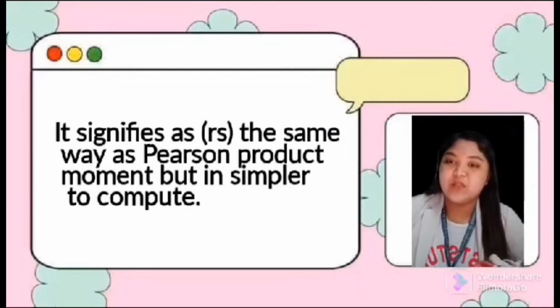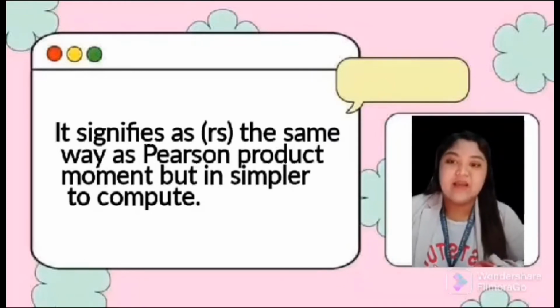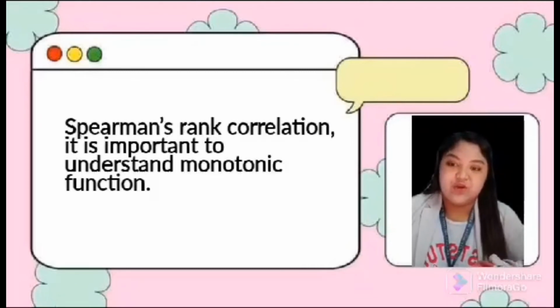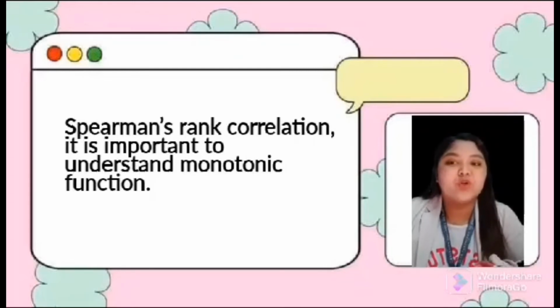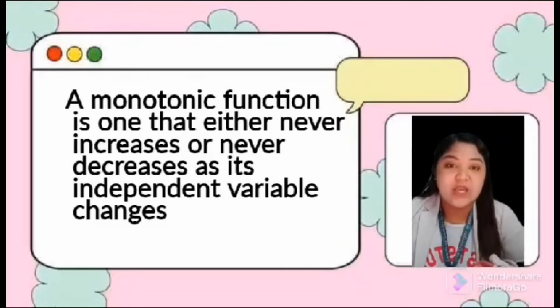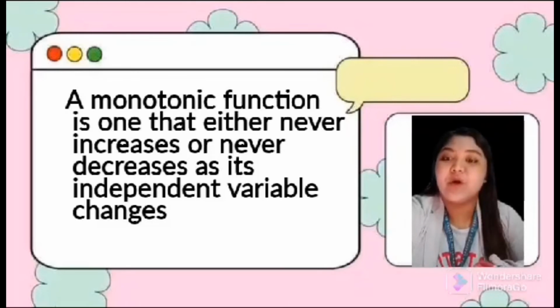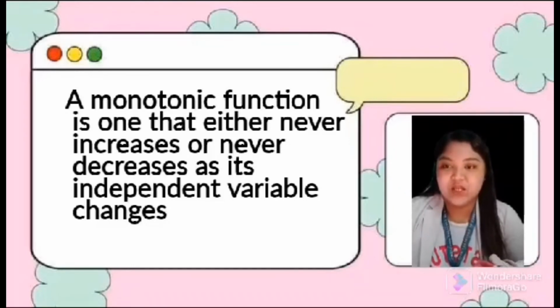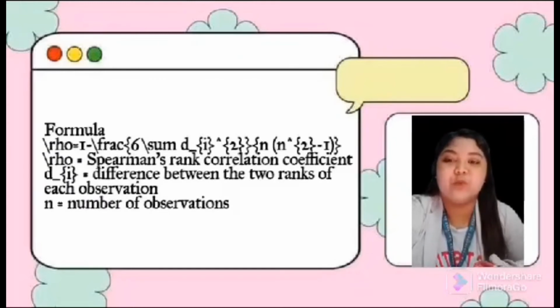Aside from its computational simplicity, it may be used with data that represents only an ordinal scale and not necessarily an interval scale. To understand the Spearman rank correlation, it is very important to understand the monotonic function. A monotonic function is one that either never increases or never decreases as its independent variable changes. Thus, Spearman's rank order correlation is the non-parametric version of the Pearson product moment correlation. Spearman's correlation coefficient, also signified by RS, measures the strength and direction of association between two ranked variables.